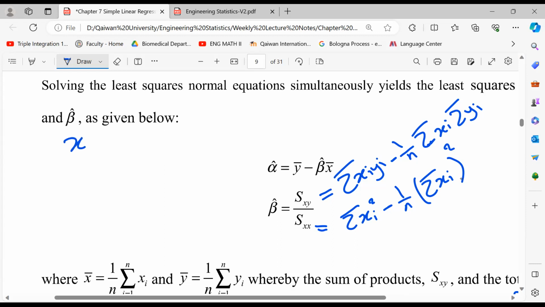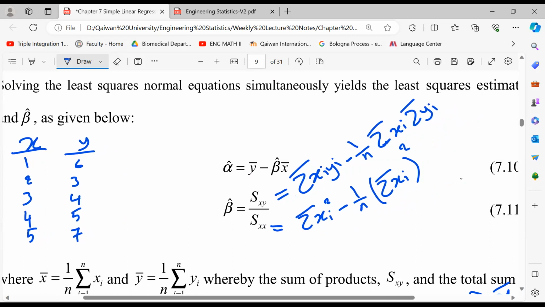Here, let's say x is 1, 2, 3, 4, 5, and y is 6, 3, 4, 5, and 7. Let's take some small numbers. We have 5 data for x and 5 data for y. Let's see how to find these summations.